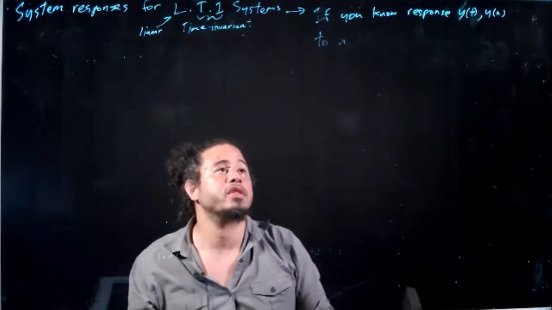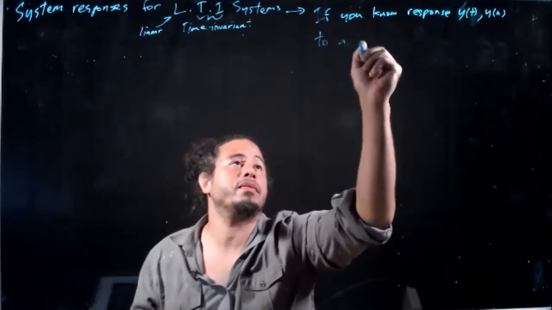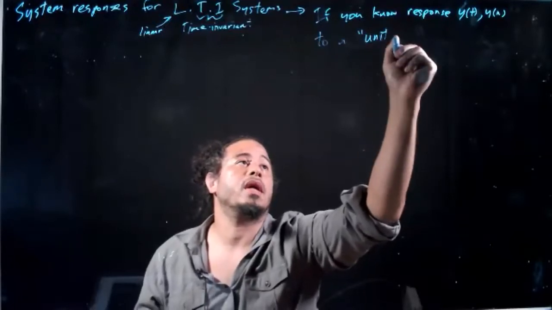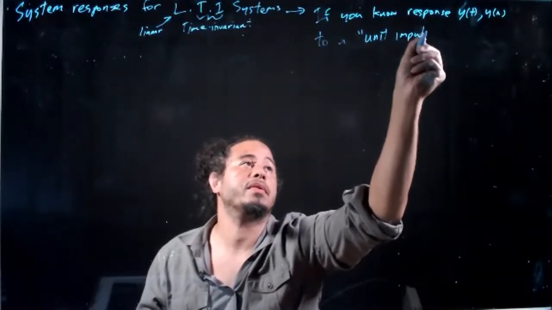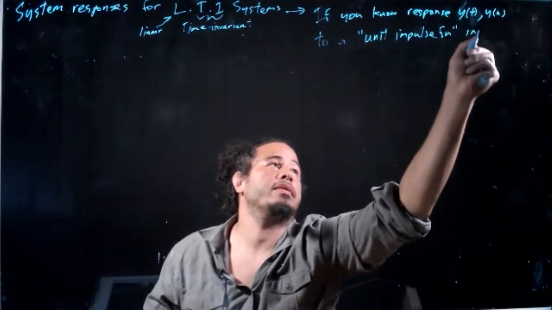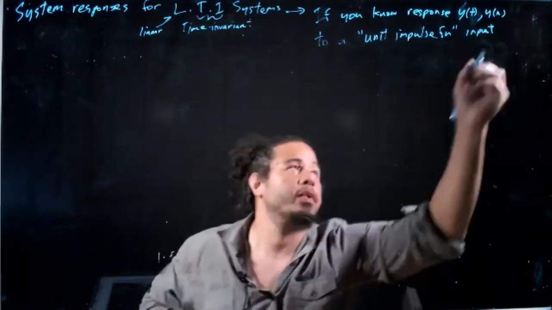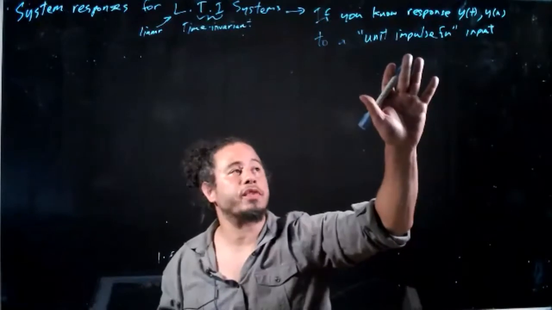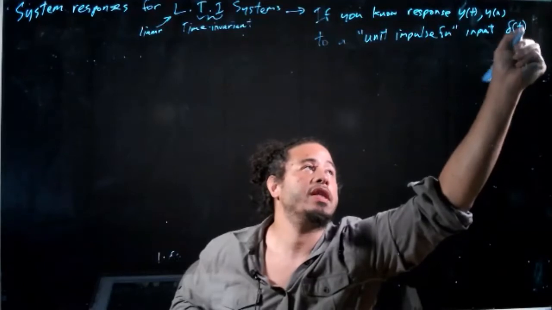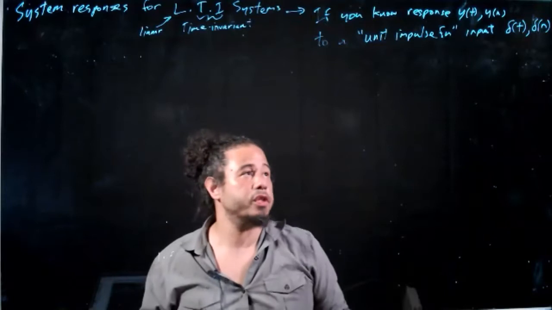to the simplest, most basic input, which we'll call a unit impulse function. We're going to use this unit impulse function so much that we're going to denote it by a certain letter. We're going to call it delta of t or delta of n. So delta of t or delta of n is a unit impulse function.